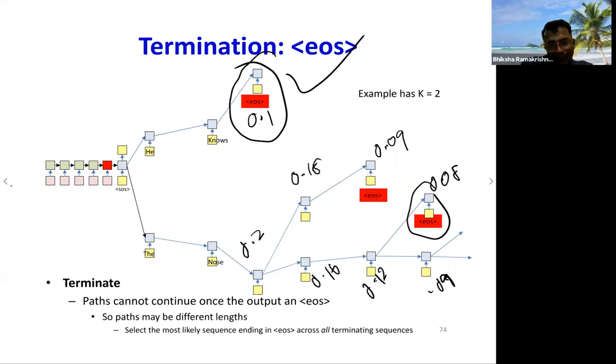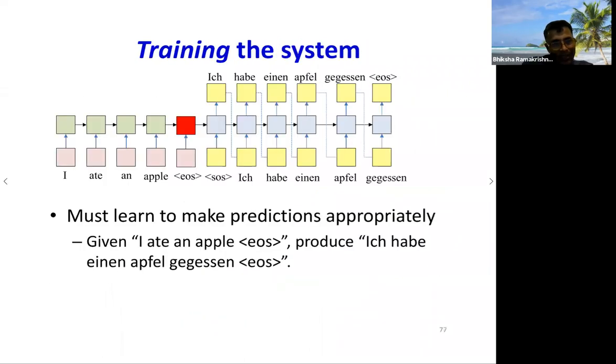All right, let me continue. Now, we know how to perform inference with the model, but how do we train it? We have to train it to make the right predictions. So the English to German translator must be able to take "I ate an apple" and correctly output "Ich habe einen Apfel gegessen." So how do you teach the net to do this?